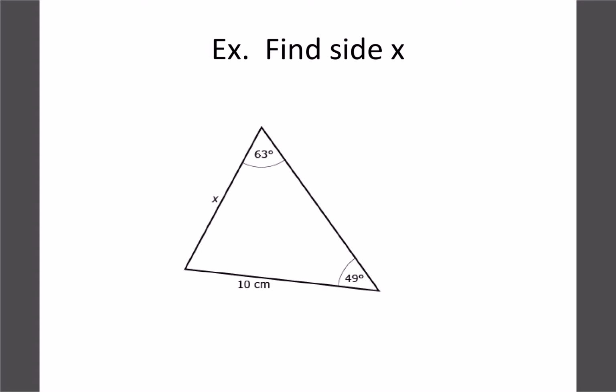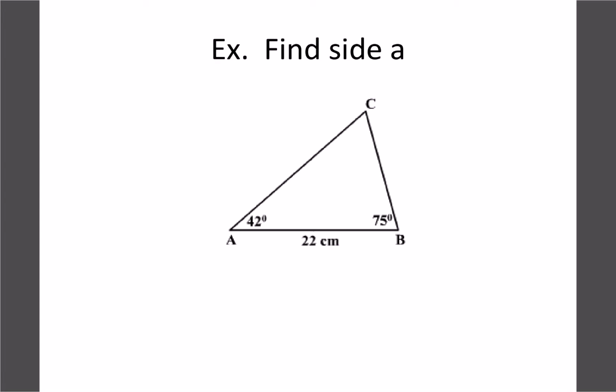We're looking for side X. So we have 49 and X are the opposites, so we go X over sine 49. And we'd have 10 over sine 63. Cross multiply those. So sine 49 times 10 divided by sine 63 gives us an answer of 8.5 if we round it off.